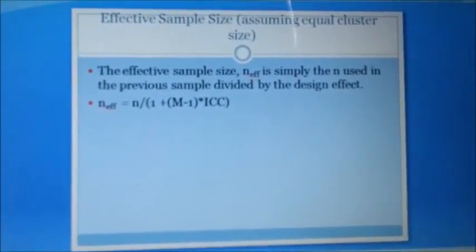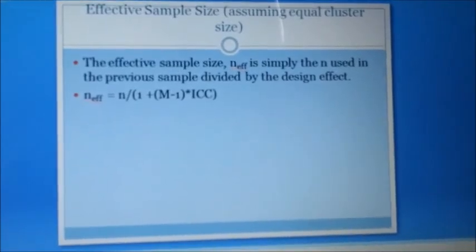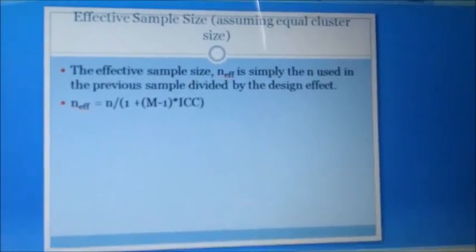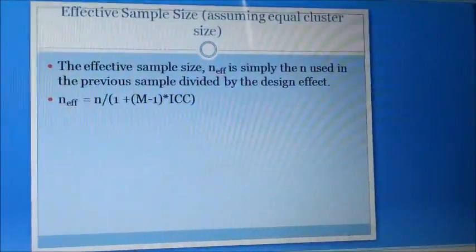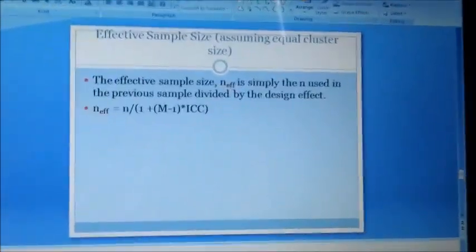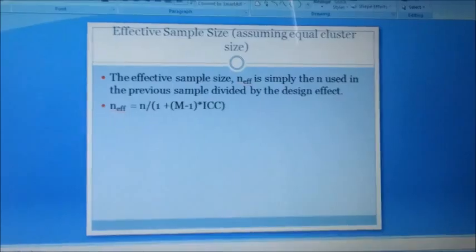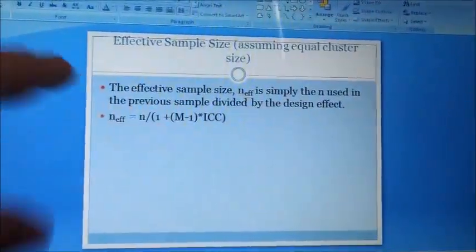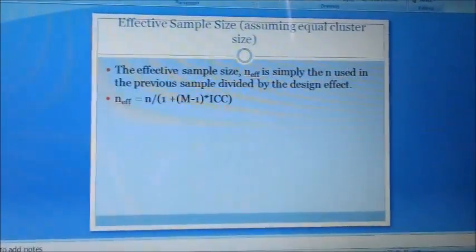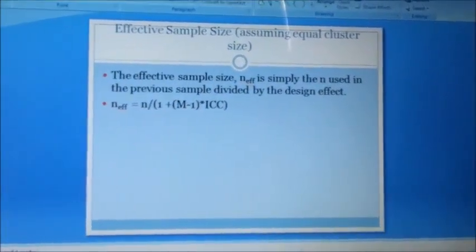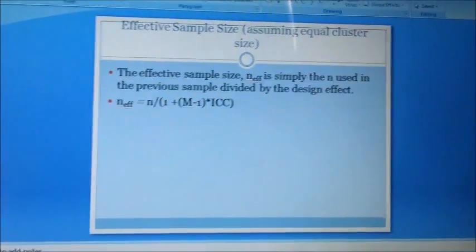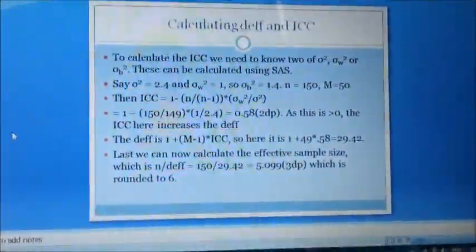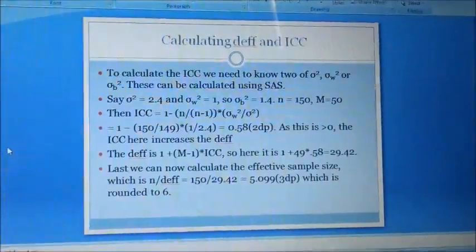So, to calculate an effective sample size, once again assuming that the clusters are of equal size, all you have to do is find an n that you want to use from the start, and then you divide it by the design effect. So the effective sample size is equal to the first sample size divided by the design effect, which is 1 plus n minus 1 times the intraclass correlation coefficient. So here's an example of how to calculate these.